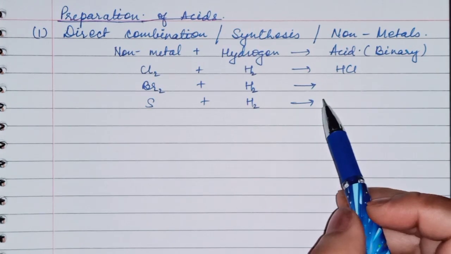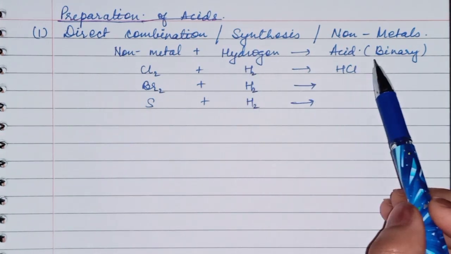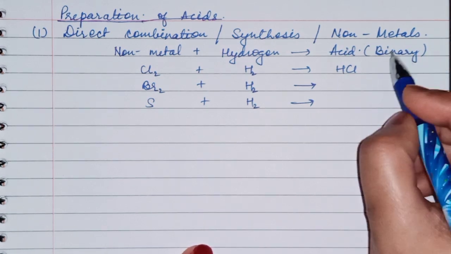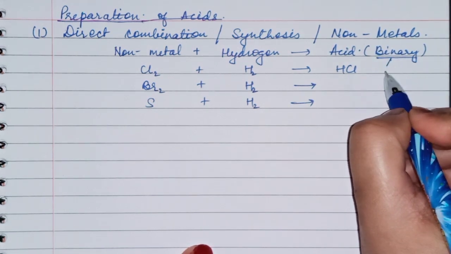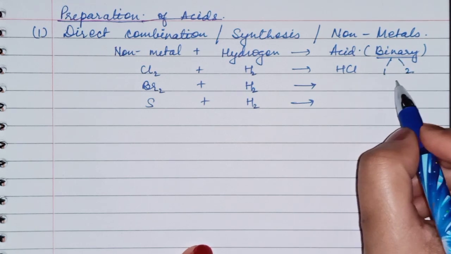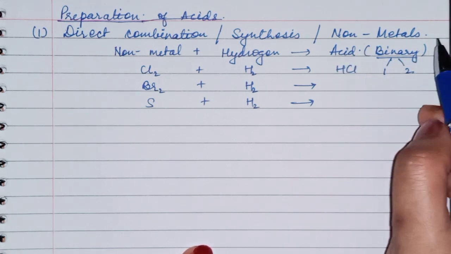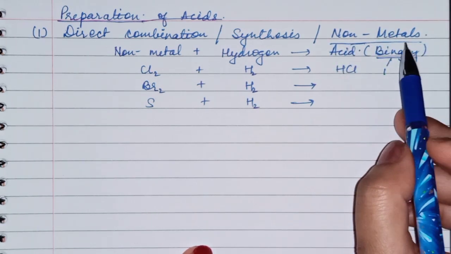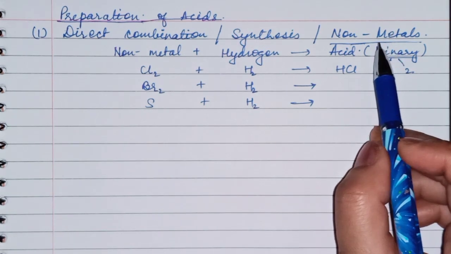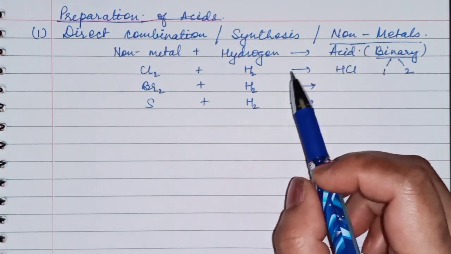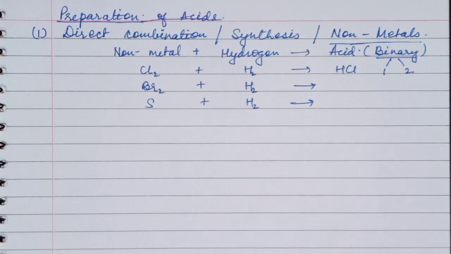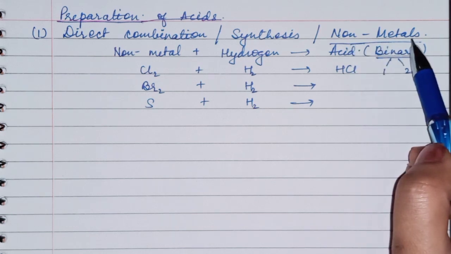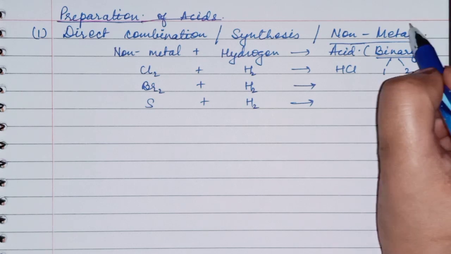Children, one thing you have to remember here, that direct combination will give binary acid. Binary acid means it contains 2 elements. And one more important thing is non-metals. When you are preparing acids, you will take non-metals. Non-metals generally give acids, okay? So we will not consider metal for the preparation of acid. Wherever we are taking any element, it must be non-metal. So these two important points you have to remember.